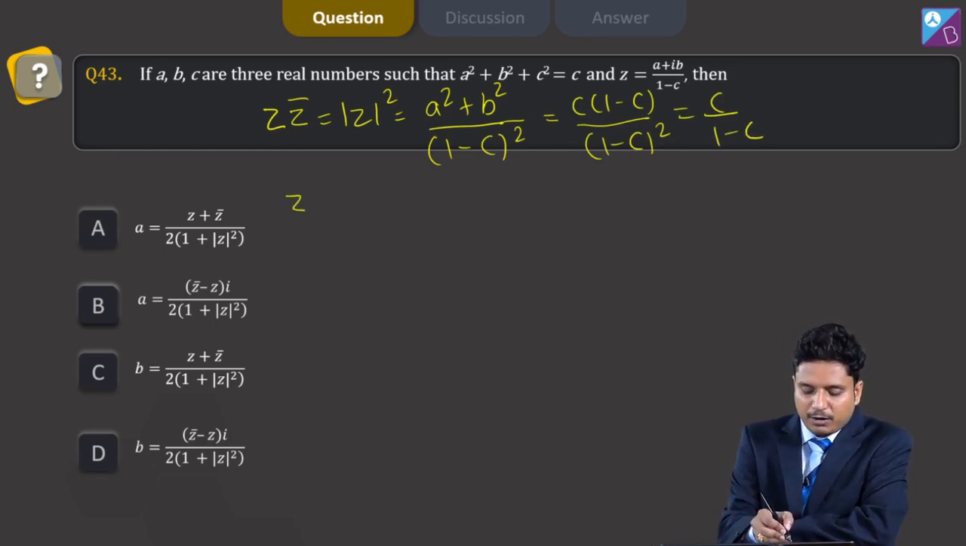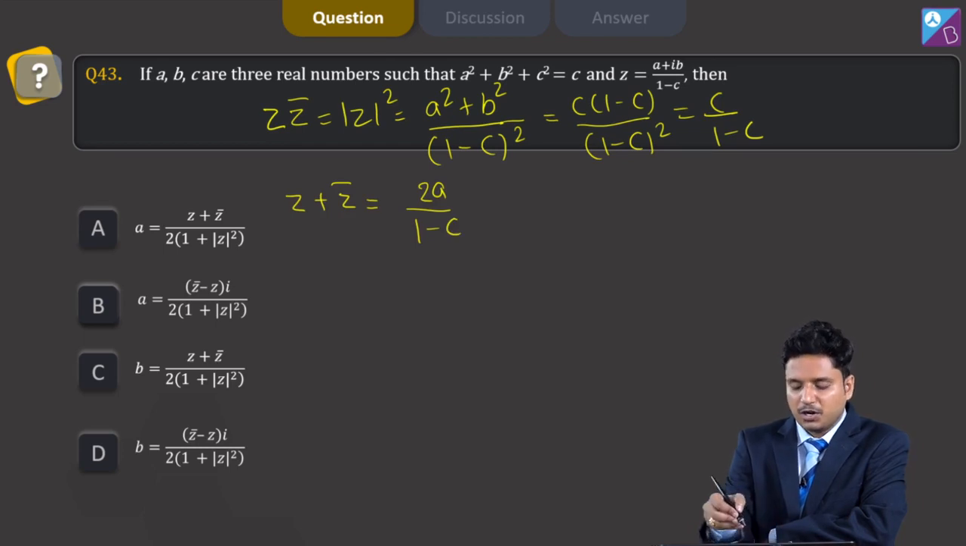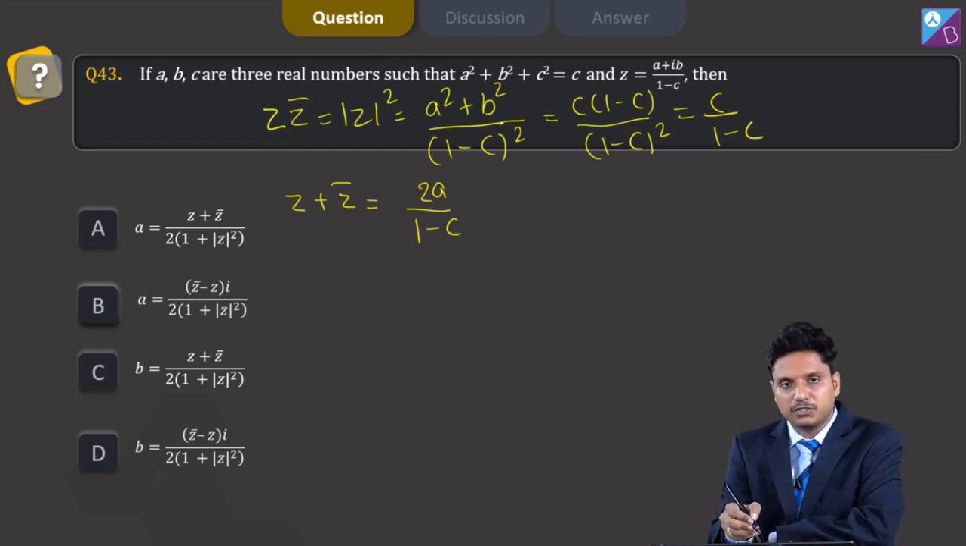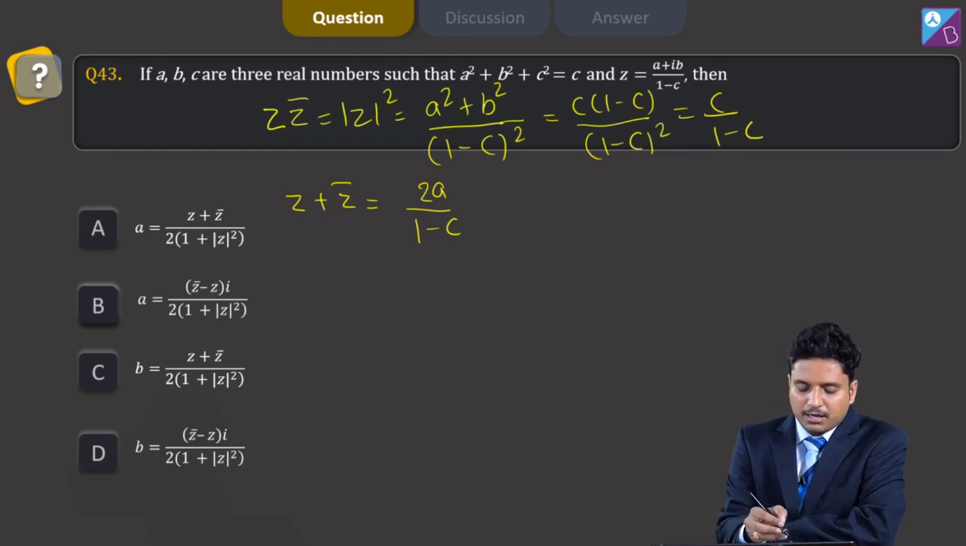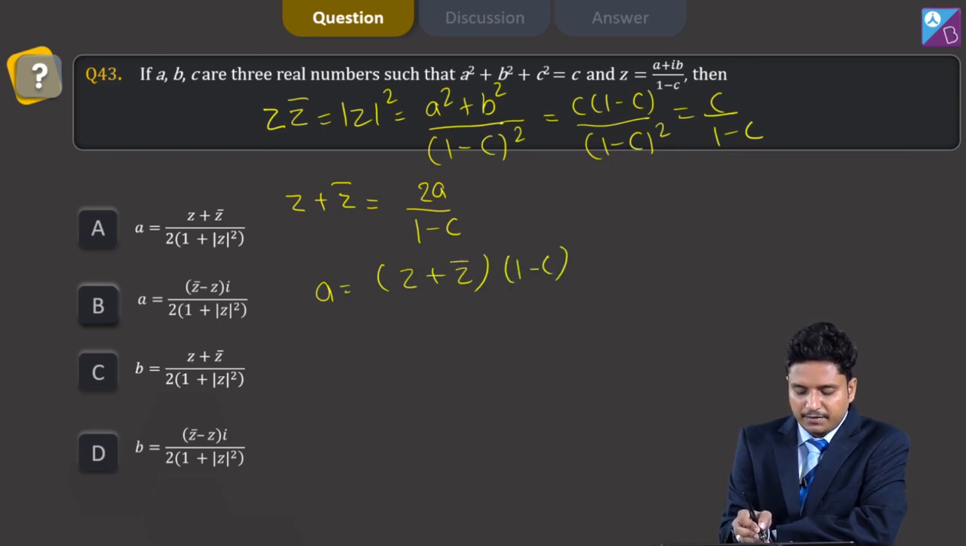If you try to find out z + z bar, what will be the value? It will be 2a/(1 − c), simply because ib and −ib will get cancelled, and anyway the real part is 2a/(1 − c). So now we have to try and find out a in terms of z and z bar, as options A and B suggest. So a is equal to (z + z bar)(1 − c)/2.